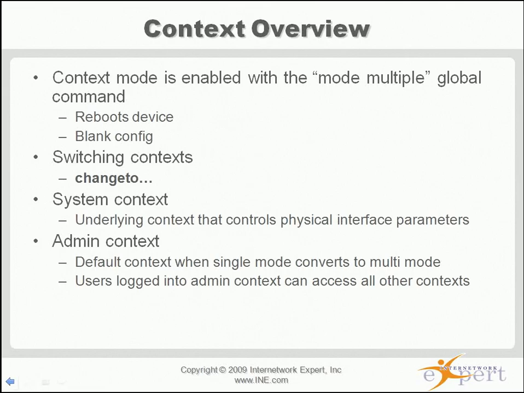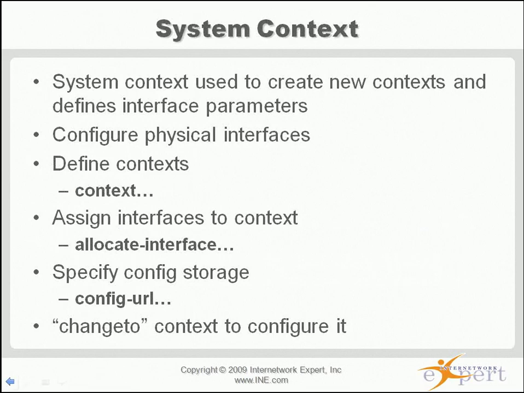General items: you have the system context as well as the admin context. So converting from a single mode to multiple, you have a default of the admin context. From the admin context, you can connect to the other contexts. The system context is the general underlying control of what interfaces are in what contexts. Changing from one to another is done with the changeto keyword, and we'll get to that in just a little bit here.